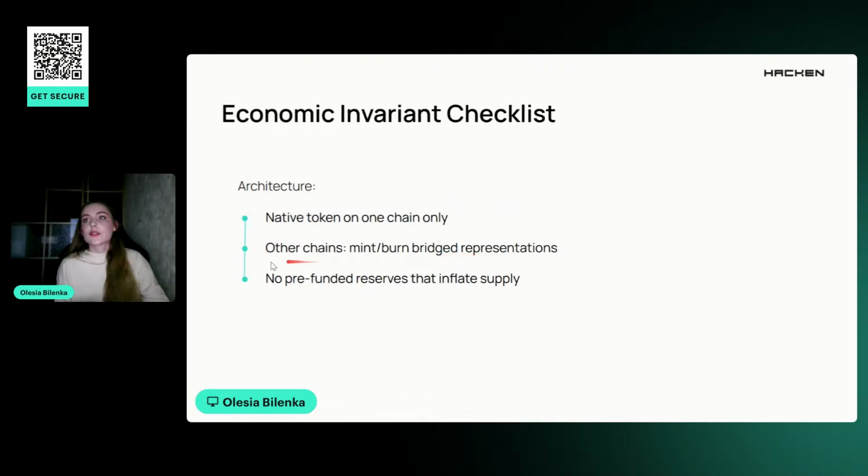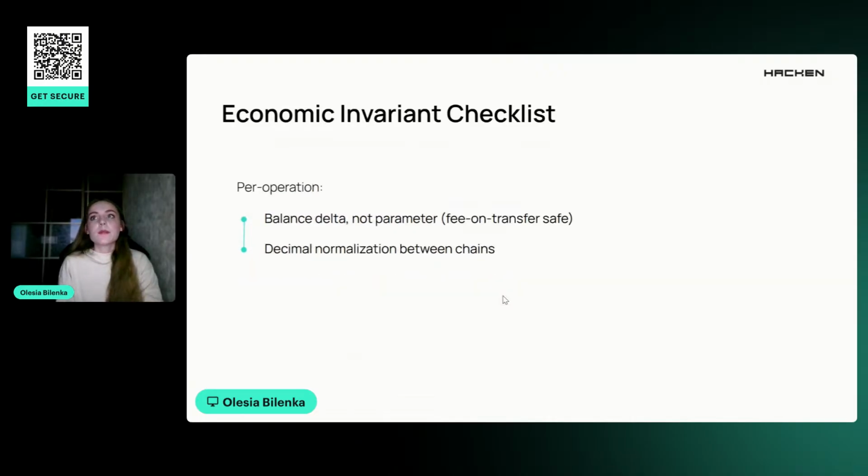There shouldn't be any pre-funded value that inflates supply, because if the bridge holds value to service claims, those tokens are also part of the total supply, and this is an inflation by design. From the operation standpoint, we need to check balance delta, not parameter, to implement fee on transfer securely and not to inflate fee on transfer tokens breaches.